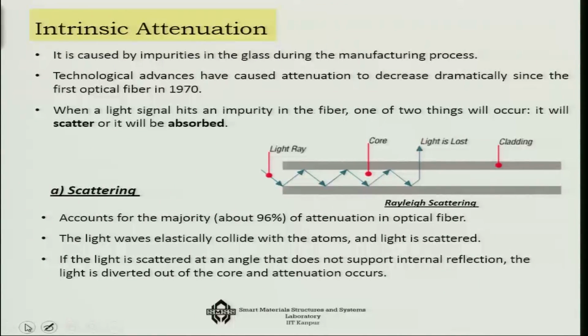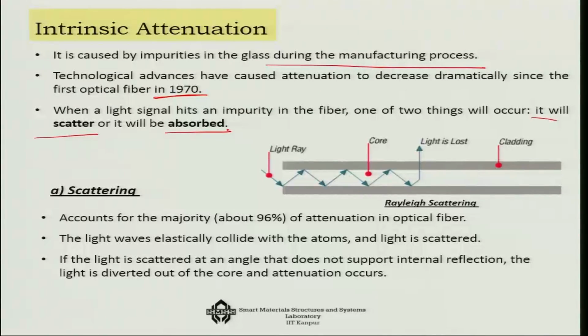Intrinsic attenuation is caused by the impurities in the glass during the manufacturing process itself. Technological advances have caused these manufacturing defects to come down, so this attenuation has decreased dramatically since the first optical fiber in 1970. Today we get a much better one, with much less intrinsic attenuation. When a light signal actually hits an impurity in the fiber, one of two things will occur. It will either scatter or it will be absorbed.